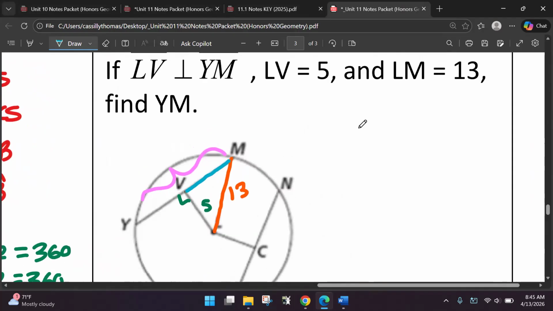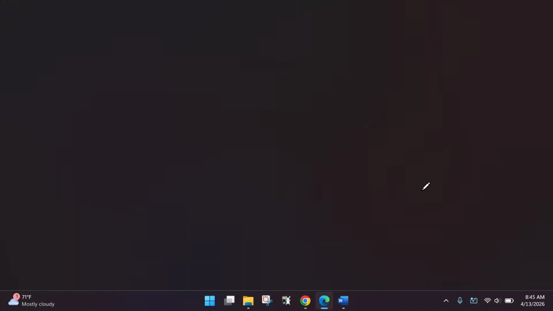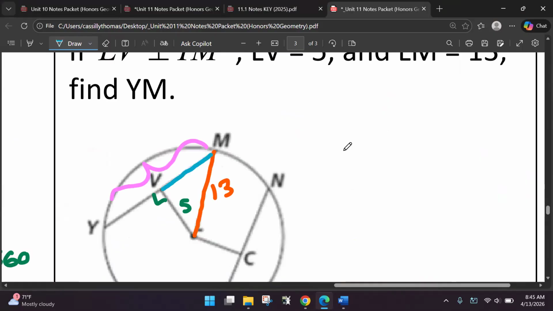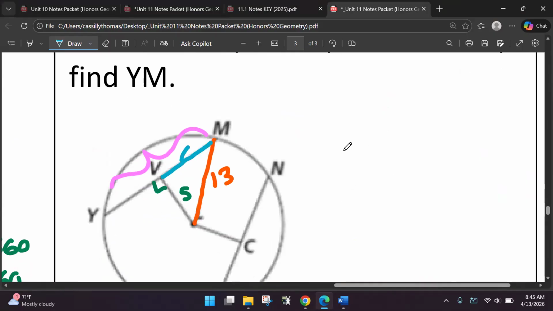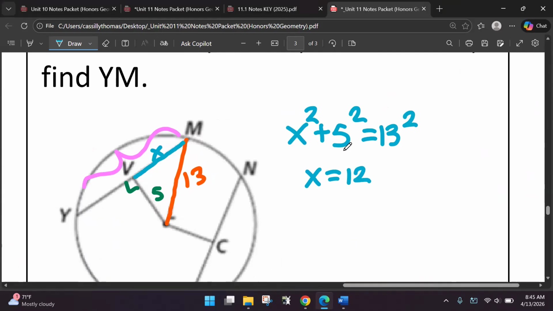So I'm just gonna throw an X. I don't want to reuse any letters, right? So there's no X in this picture, so we're safe to just throw an X right here. So we can say X squared plus 5 squared equals 13 squared. All right, so just another Pythagorean theorem. This is actually a Pythagorean triple. We could get x equals 12. I'll let you work through that.